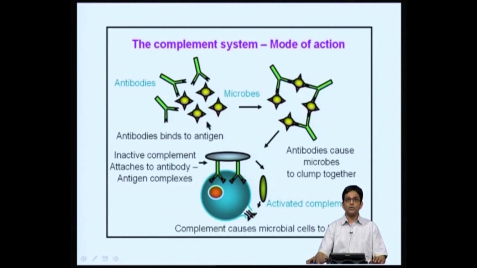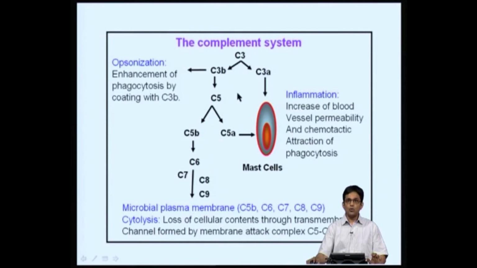So here what is shown is the classical pathway. Here you have antibodies, and these antibodies have been produced against the microbes, and this results in what is shown over here as antigen antibody complexes. These antigen antibody complexes are clumped together, and then complement binds to these, and what it does is it results in lysis of the microbes, and as a result these antigen antibody complexes and the microbes are lysed. And what is shown over here is the cascade, as I was talking about. So C3b is an opsonin, which means it enhances phagocytosis by coating.